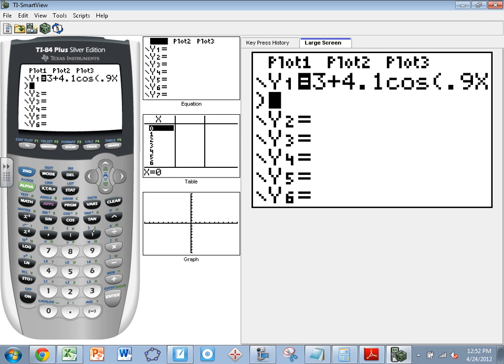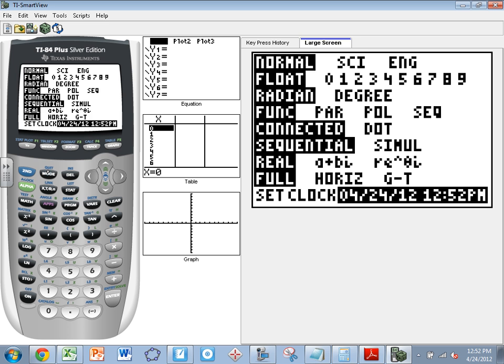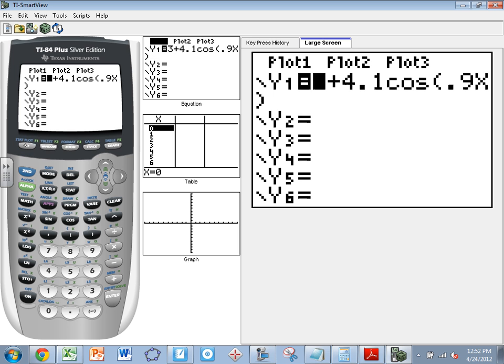What mode should I be in? Radian. Thank you. Make sure you're in radian mode. I go to my mode, I'm in radian, I'm good. Before the test, check that out. So, that's my velocity function.